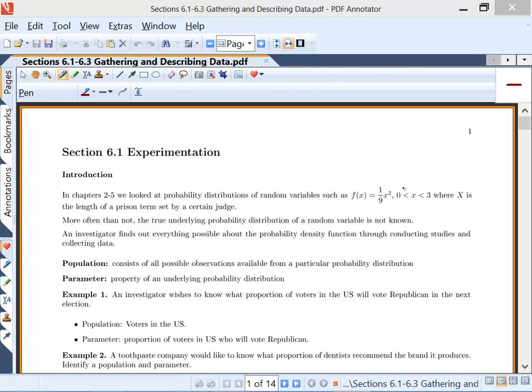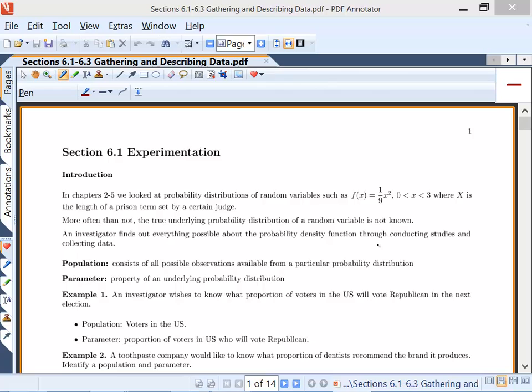Okay. So in our first few chapters, chapters 2 to 5, we looked at the probability distributions of a random variable. One such random variable could be 1/9 x squared, where x is between 0 and 3. And in those situations, we actually knew the distribution of the random variable. But in practice, you're usually not going to know the actual distribution. And so what you want to do is figure out everything you can about this actual distribution using data that you gather through an experiment.